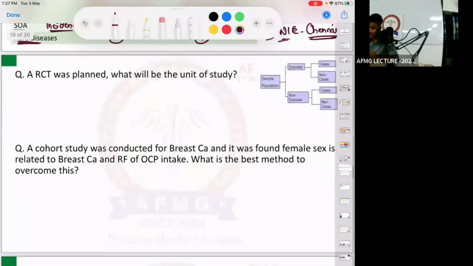आगे बढ़ते हैं. A RCT, randomized control trial, was planned. What will be the unit of study? The unit of study for a randomized control trial would be, shabash, the patient. Please remember, it is a patient or a case. This was the recall question and सबने गलतियां करी. Unit of study for RCT would be patient.